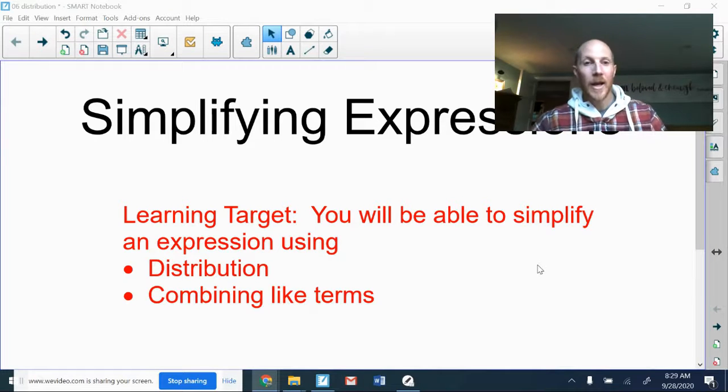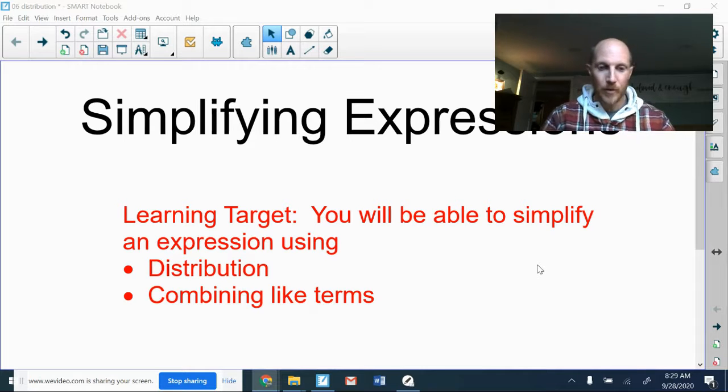Good morning, algebra. Today we're going to look at simplifying expressions. So not really pre-algebra, but a very basic algebra concept. A lot of times it's covered in pre-algebra and previous math classes. So simplifying expressions for today, our learning target: you'll be able to simplify an expression using distribution.